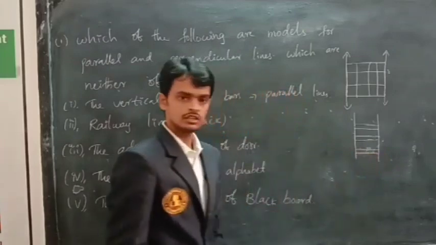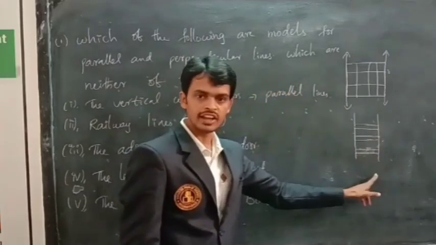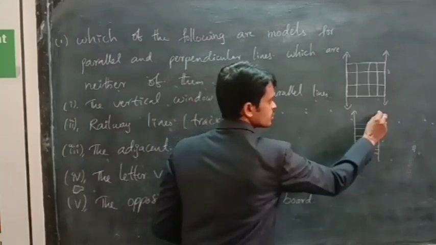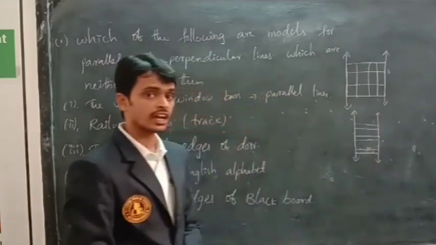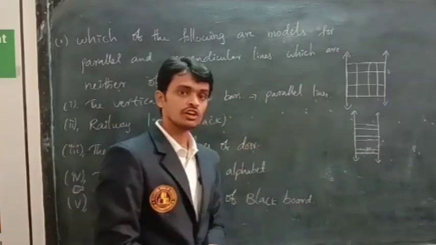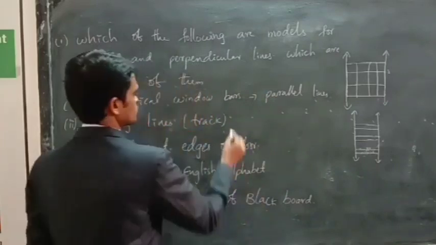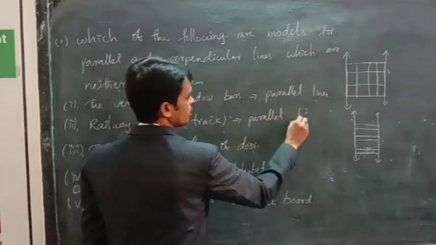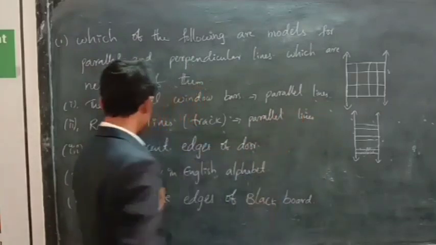So these are the tracks, the railway lines. Which type of lines are they? They are also parallel lines.